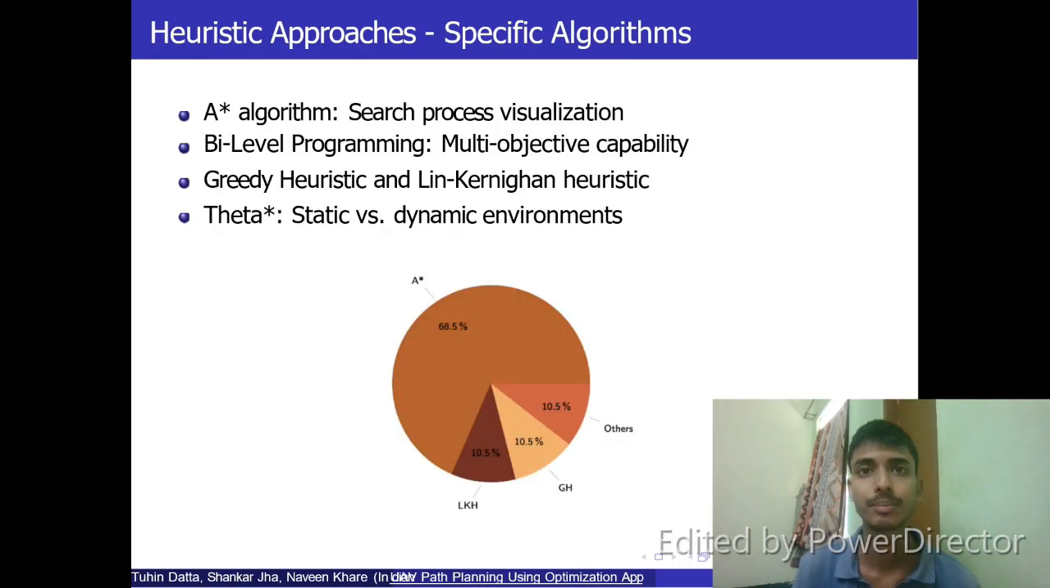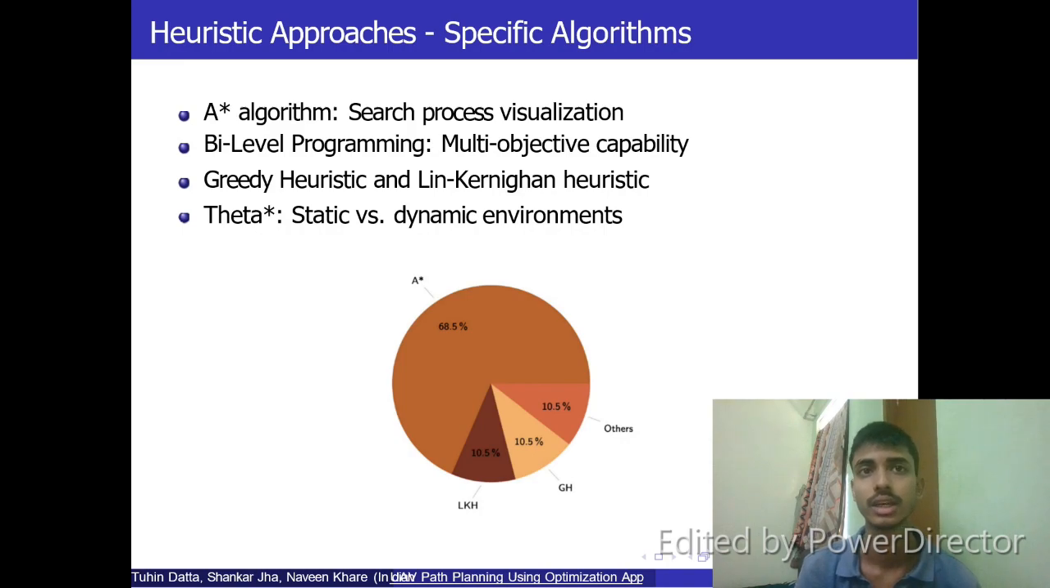Among heuristic approaches, the A-star algorithm stands as the most popular method, delivering short paths with reduced time complexity and fast convergence. Its main limitations include suboptimal performance in dynamic environments and multi-objective scenarios. Bi-level programming is particularly appropriate for multi-objective optimization, though limited in multi-UAV scenarios.